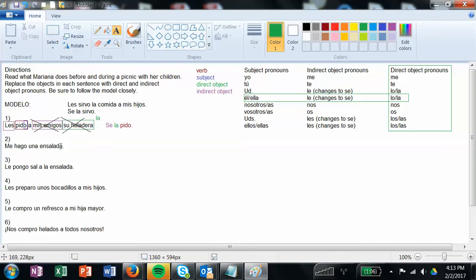Okay. So in the next one, you've got "me hago una ensalada." I'm making a salad for myself. So again, you want to find your verb, and your verb is "hago." The subject is I, again, because it ends in O, and this is in the present tense. So what's being made? A salad. That's your direct object.